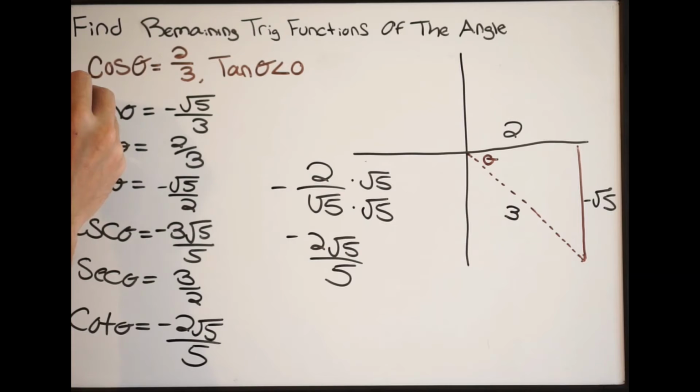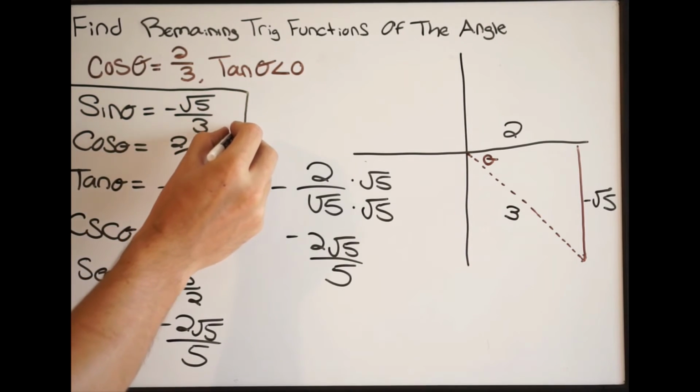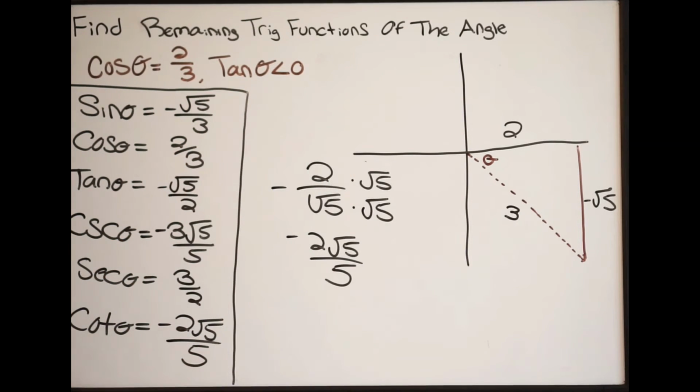Okay, so we just found all of the missing trig functions of the angle, right? So we just went ahead and boxed them in. So that's option 1, right? Let's go over option 2, all right, how you could solve this problem. We'll do that fairly quickly.